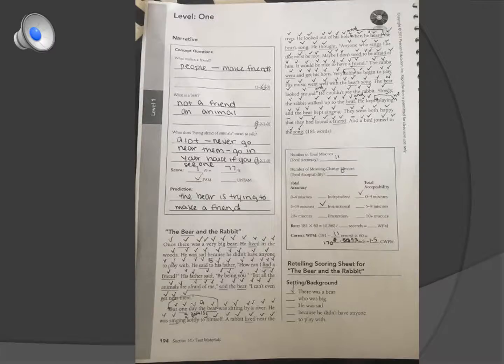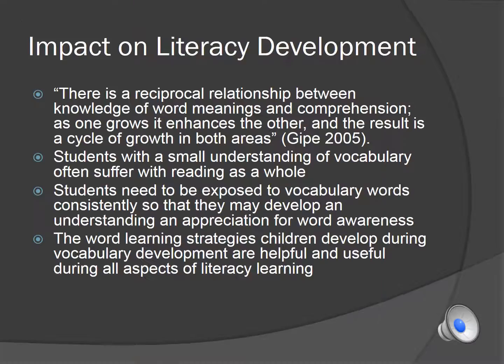So here you can see an example of the informal reading inventory scoring, and you can see the concept questions on the upper left-hand corner, and how her answers were very basic and very sparse.